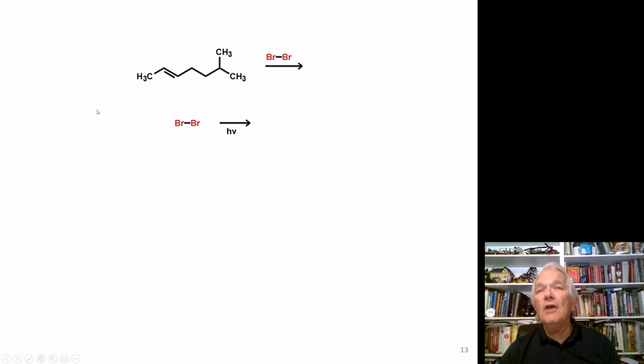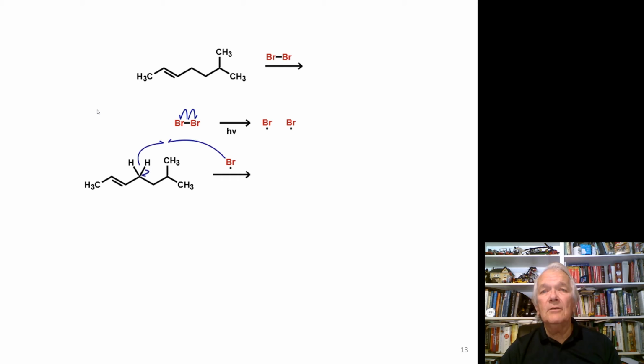Well, we have to start off by breaking the bromine-bromine bond. We can use some light, or you could use some heat, but one way or another, you have to form a bromine radical. So that bromine radical will come along and it'll go for the allylic CH. And so we draw a couple fishhook arrows showing the abstraction of the hydrogen, and a third fishhook arrow showing the formation of the allylic radical. So we now have this allylic radical.